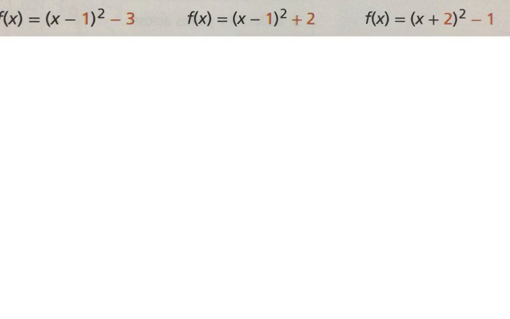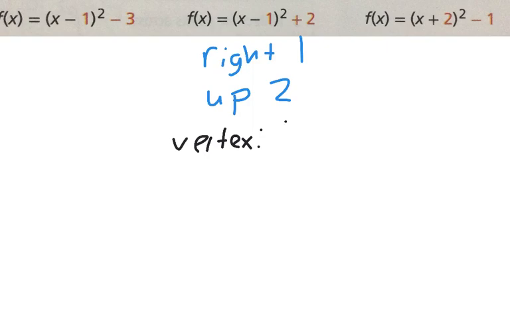What kind of transformations are occurring on the second graph here? Right 1 and up 2. So the minus 1 on the inside makes us go right 1. The plus 2 on the outside is going to make us go up 2. So where's my vertex? It's going to be at (1, 2), right? If you can move it in your head, right 1, up 2 moves from (0, 0) to (1, 2).